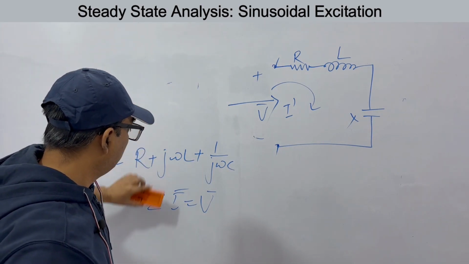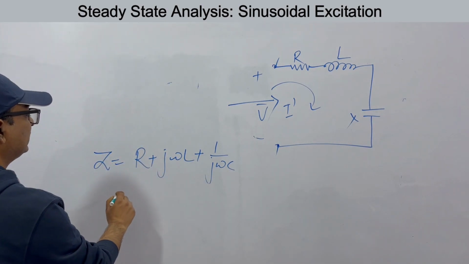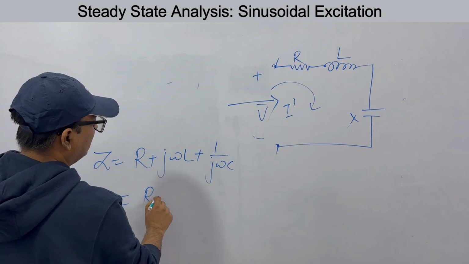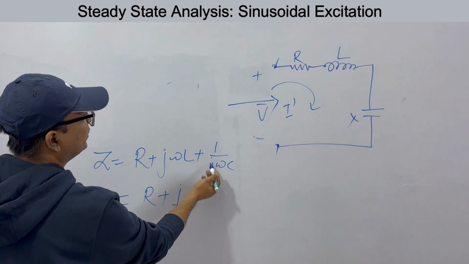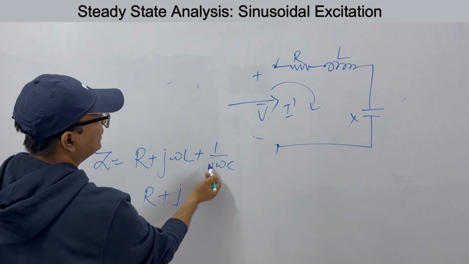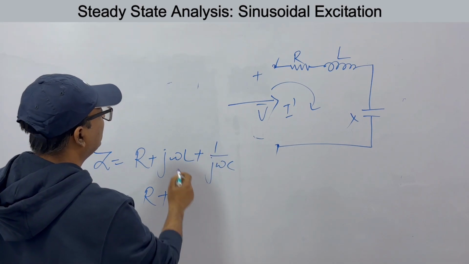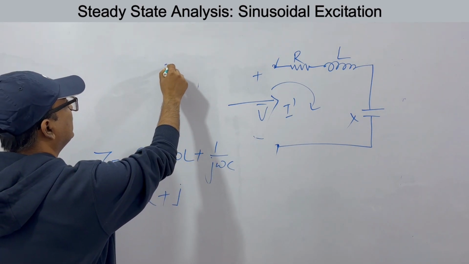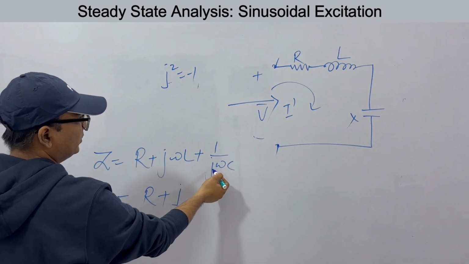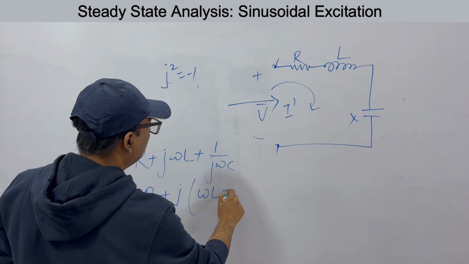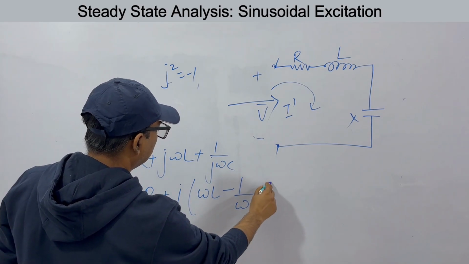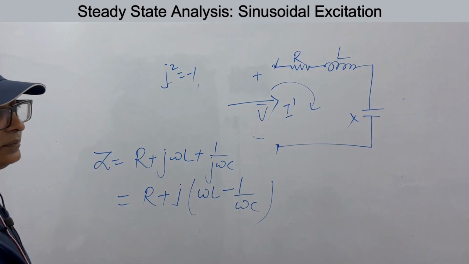Okay, and let's break it further. This is R plus, take j out here. What you will get? Minus. J in the numerator will be minus. Why? Because j square is minus 1. So if you take this to the numerator, it will be minus. So this is omega L minus 1 by omega C. So this is the impedance.